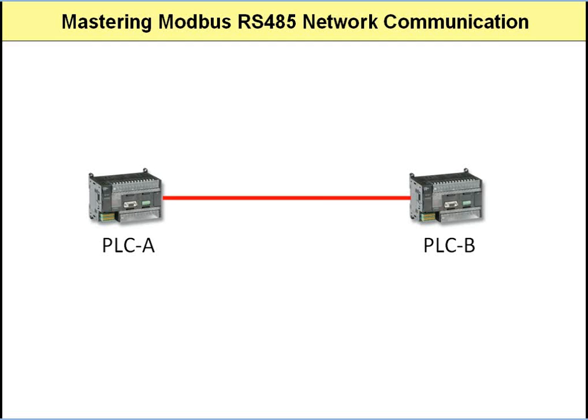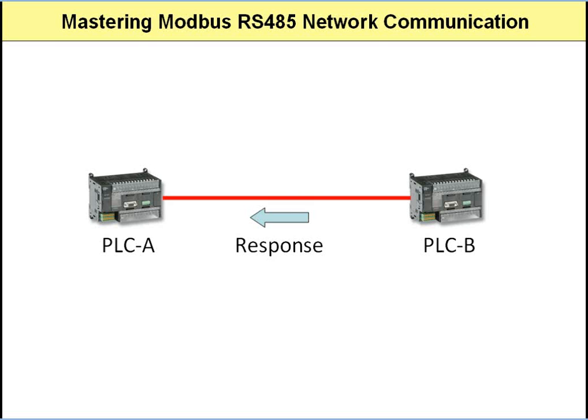Let's say that there are two PLCs connected on a simple Modbus network, PLC A and PLC B. PLC A has a problem. It needs to get a data value from PLC B. So what PLC A will do is send a request to PLC B, a request message, asking for the particular data value. PLC B will then respond with the data value.